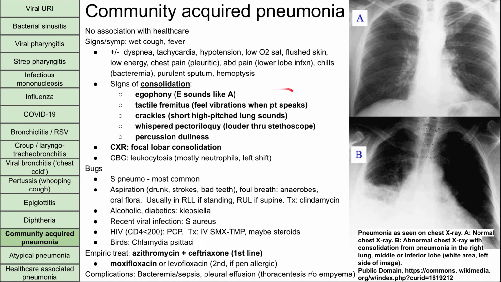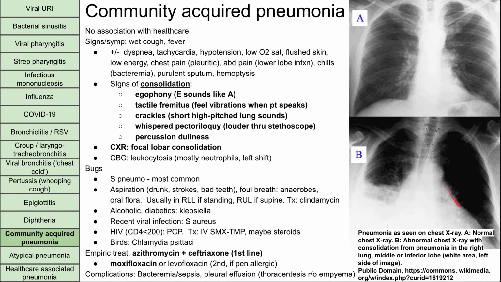So those are kind of exam findings to help you identify consolidation. On chest x-ray, I've been pointing at it a few times now, you'll see focal lobar pneumonia. So this up here is a normal chest x-ray. You can see the lungs are pretty clear. This is the heart here on the left side, on our right, patient's left.